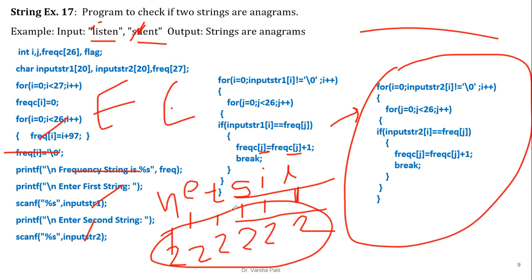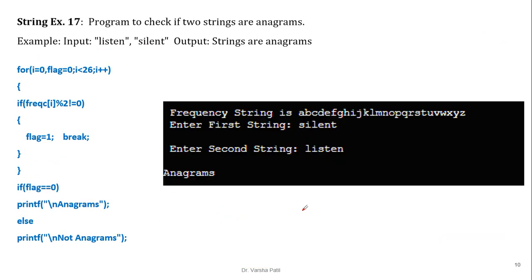That is, at the end of scanning the first string and the second string, this frequency count should always contain all even numbers. If even, then they are anagrams. So this is nothing but what?